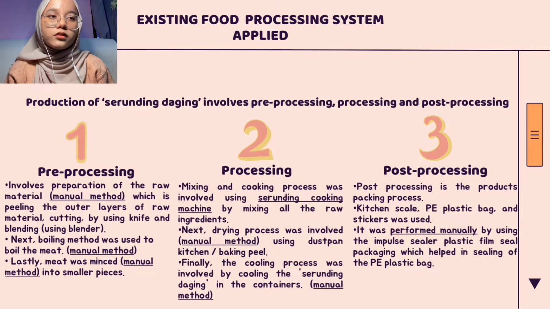Secondly, all the raw material is mixed and cooked using a serunding cooking machine. After that, the drying process is carried out manually using a dustpan, kitchen or baking peel, by separating the half-cooked serunding daging into another serunding cooking machine. Finally, the cooling process involves cooling the serunding daging manually in a container before the next process. Lastly, post-processing, which is the product packing process, is carried out manually with the help of an impulse sealer, plastic film seal packaging, which helps in sealing the PE plastic bag.